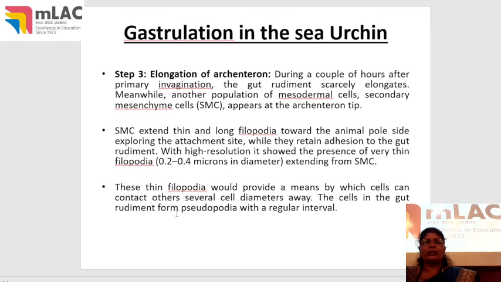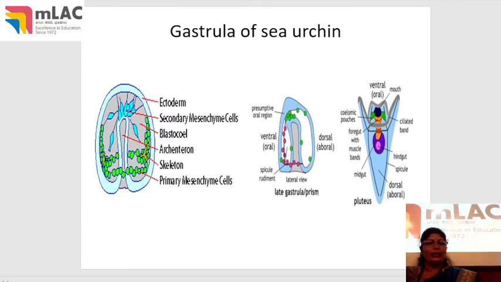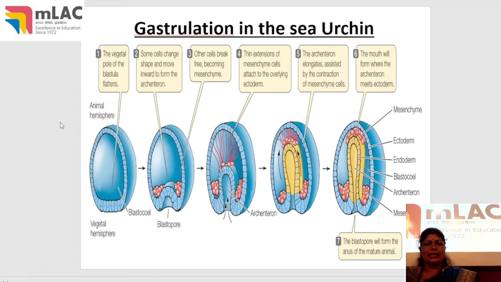During the couple of hours after primary invagination, the gut rudiment, which was short and stub-like, elongates. When it elongates, another population of cells, called the secondary mesenchyma cells, appears. Here you can see in the picture the mesenchyma cells. Those cells move to the tip of the rudiment gut folds, the invaginated gut rudiment.